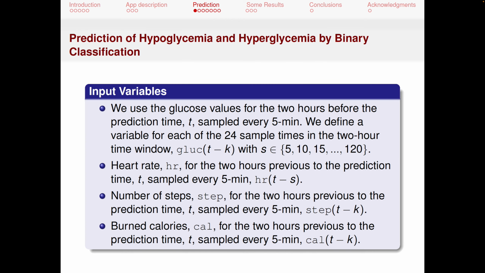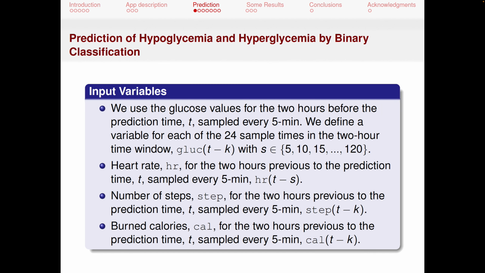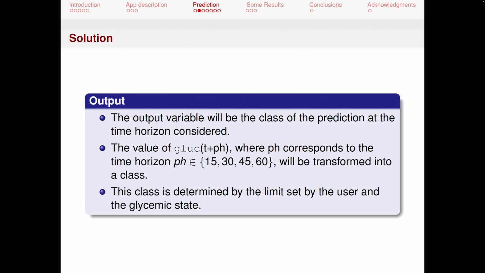So finally we solved the problem of prediction by a binary classification. We use the glucose values of 2 hours before the prediction time. We also use the variables of heart rate, the number of steps, and the calories burned. With this, we generate an output, which is the class of the prediction at the time horizon considered. That is, the value of the glucose at the time horizon, from 15 to 60 minutes, we transform into a class. And this class is determined by the limit set by the user and the glycemic state.